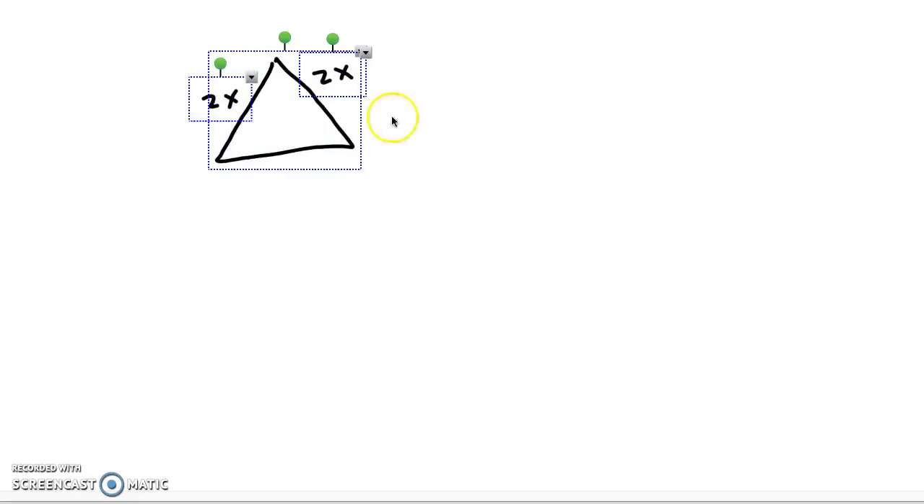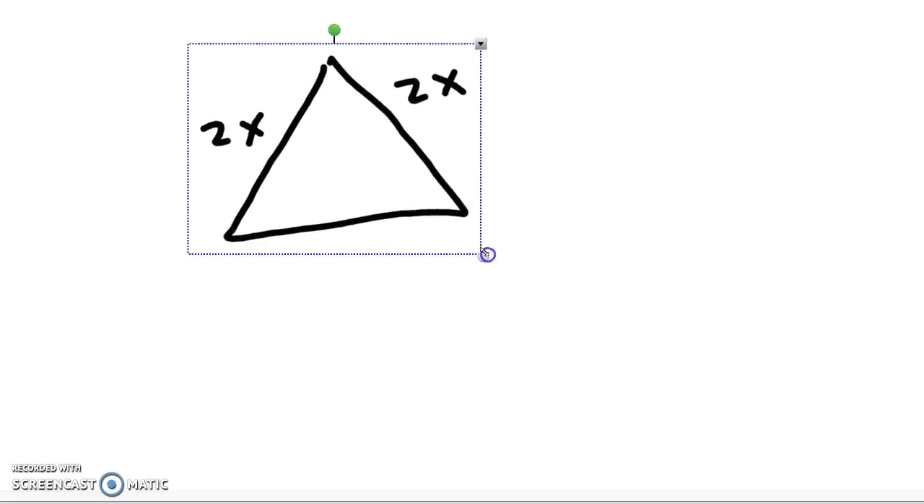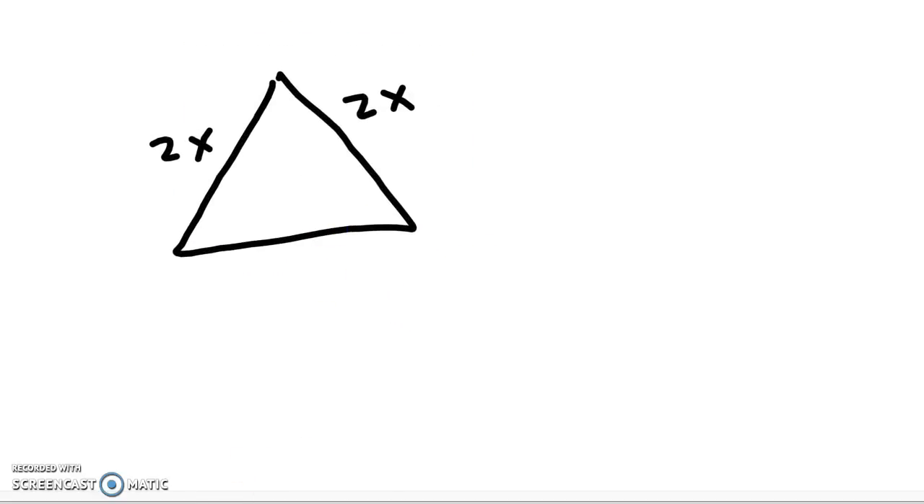And I'm just going to make this a little bit bigger. So if I make this a little bit larger, great. So the reason I'm calling those 2x is because what I'm going to do is drop an altitude right down the center of this triangle. So that'll be a right angle down there.